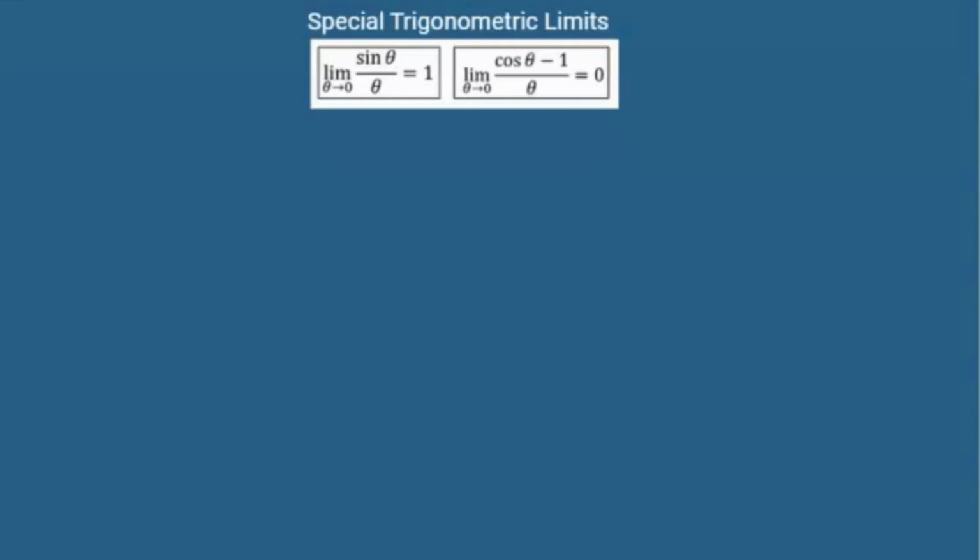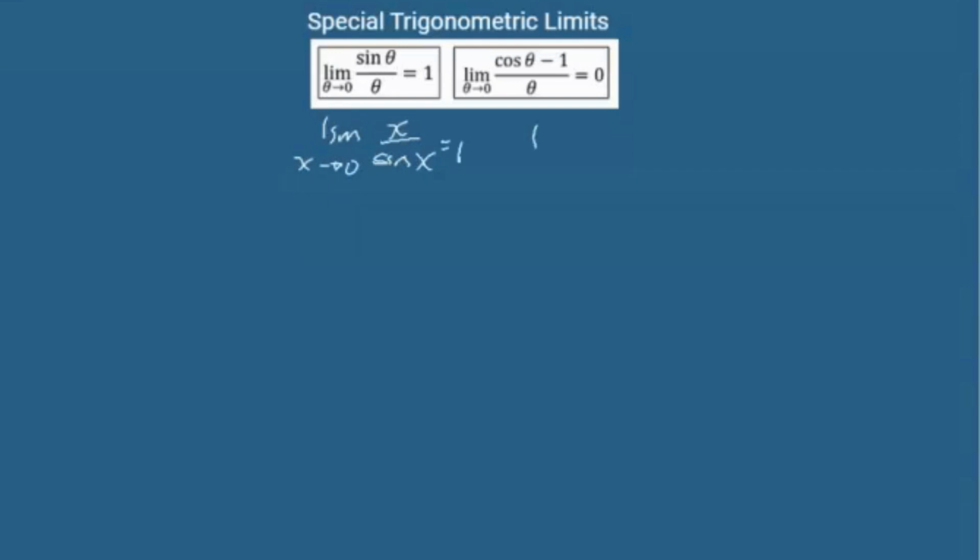Hi everyone, for this video we're going to discuss some special trigonometric limits. The first one is the limit of sine theta over theta as theta approaches 0 is equal to 1, and the limit of cosine theta minus 1 over theta as theta approaches 0 is equal to 0. This also can be expressed as the limit of x over sine x as x approaches 0 is equal to 1.